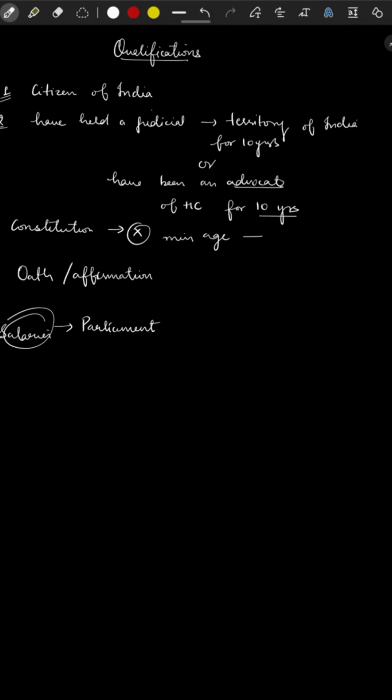Okay, and there is also a provision for pension. Whosoever is a retired judge or chief justice is entitled to get 50% of the last salary that he or she got before retirement. So 50% is to be granted as a pension to him or her.